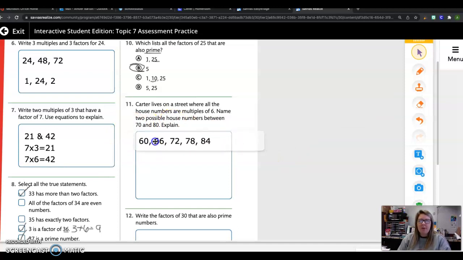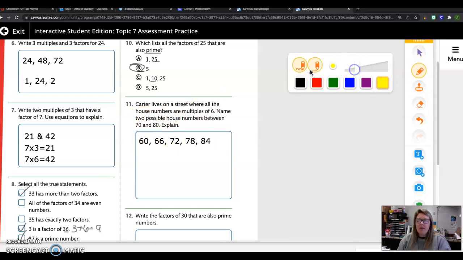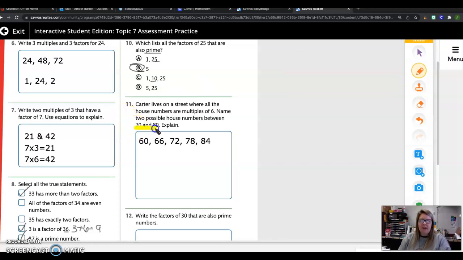So if I have these multiples listed right here, there are only 2 multiples that land within the criteria of being between 70 and 80. Those 2 numbers would be 72 and 78. And we know that these would be multiples of 6 because we can divide and we would not have any kind of remainder with these numbers, right?